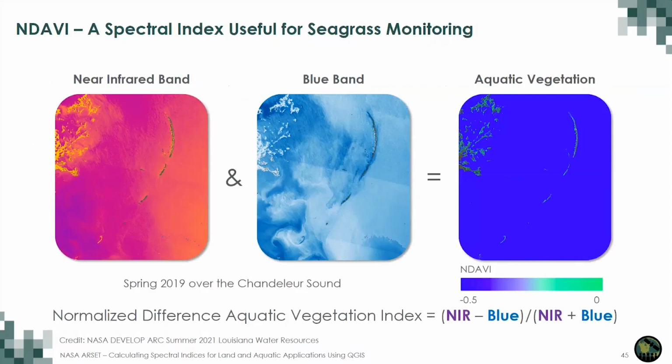Here's some data by a team from the NASA DEVELOP program, where they explored different indices to follow potential correlations with particular environmental factors. In this case, there's a unique band combination that allows seagrasses to be analyzed over time. Photosynthetic organisms reflect a large amount of near-infrared light, so the NIR band and the blue band collectively allow aquatic vegetation to be assessed.